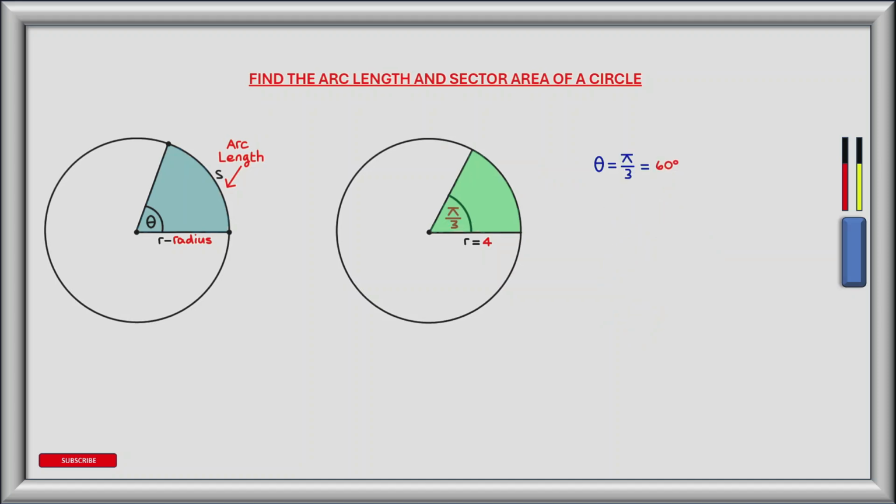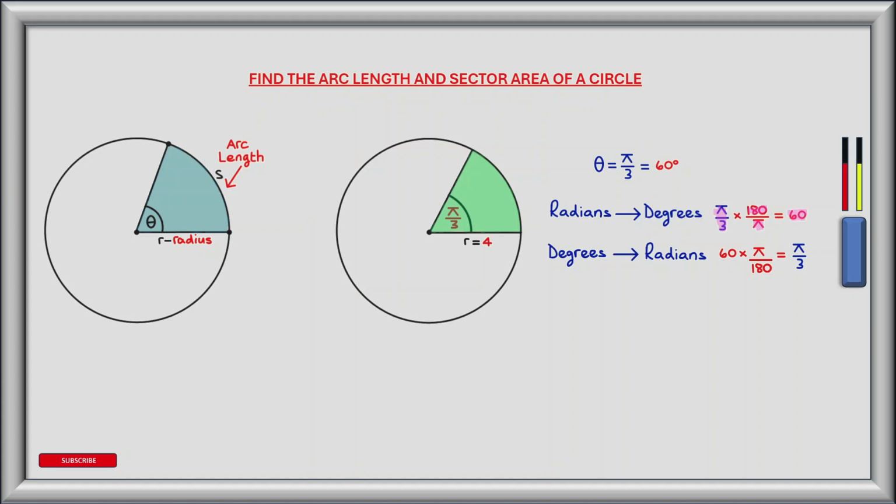Now let's see what happens when the angle theta subtended is given in radians. In the example here, we have a subtended angle theta of pi by 3 radians. This is equivalent to 60 degrees. As a quick recap, to convert between radians and degrees, we multiply the angle in radians, so in our case pi divided by 3, by 180 divided by pi. And as you can see, this gives us 60 degrees.